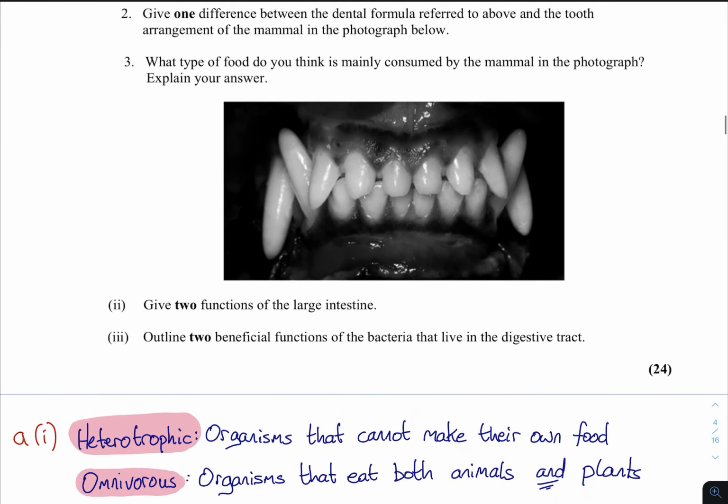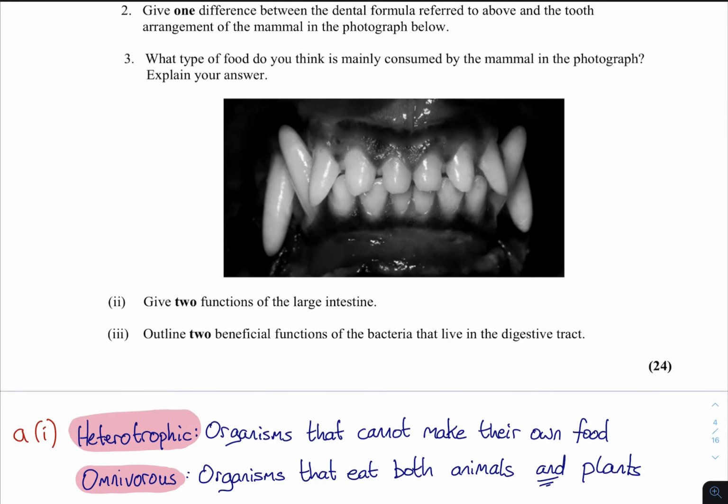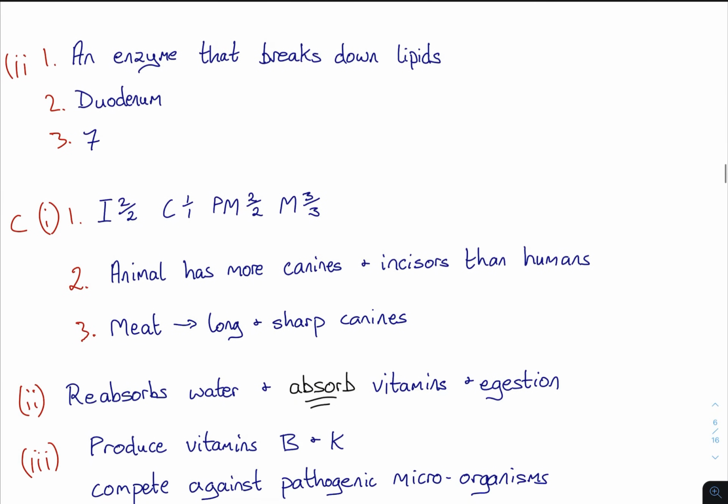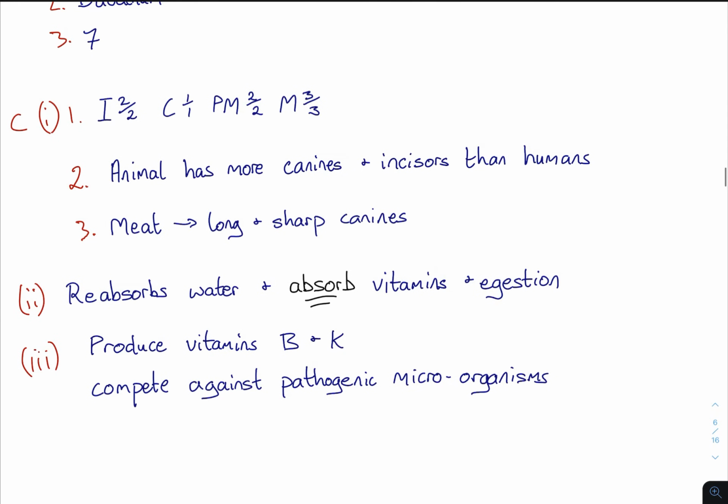Last part, and it's in relation to the large intestine, which comes up frequently enough. Give 2 functions of the large intestine, outline 2 beneficial functions of bacteria that live in the digestive tract. Okay, common enough question. Okay, the functions of the large intestine, the colon, obviously the main one there is to reabsorb water. Okay, that's a given. But it's also responsible for egestion, so that's removal of feces, and it absorbs vitamins.